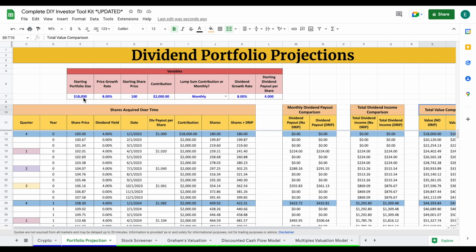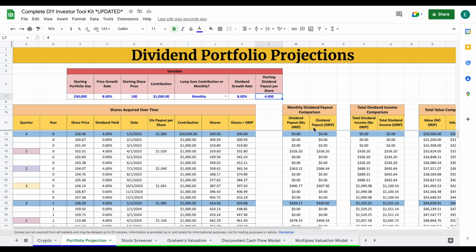If we come up here, all you have to do is plug in your variable. So you can plug in your starting portfolio size. So let's say it's $30,000. You can say you're expecting a price growth rate of 8%. Starting share price of 100, just leave it at 100 as that'll make it easier to track. Let's say you're planning on contributing $1,000 a month. So you can see you can add monthly or lump sum right here. And you expect a dividend growth rate of about 8% and a starting dividend yield of about 4%.